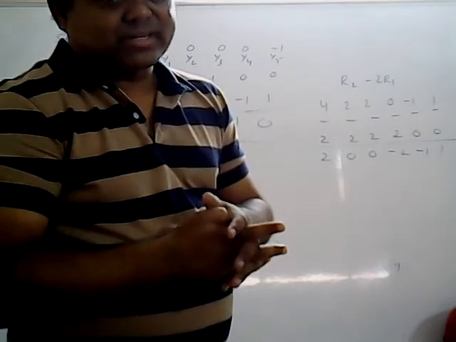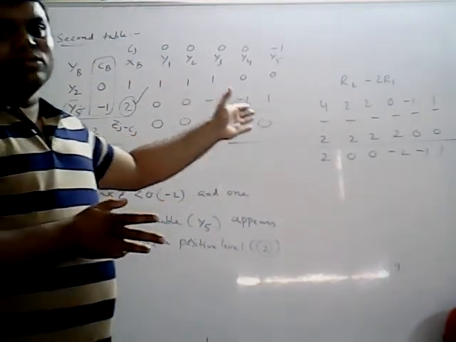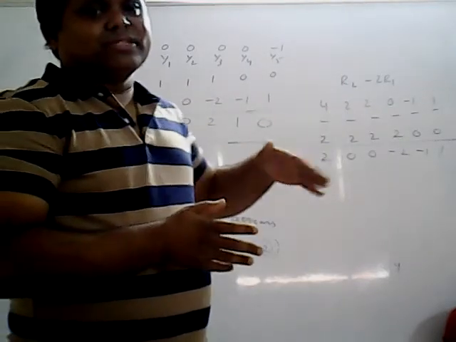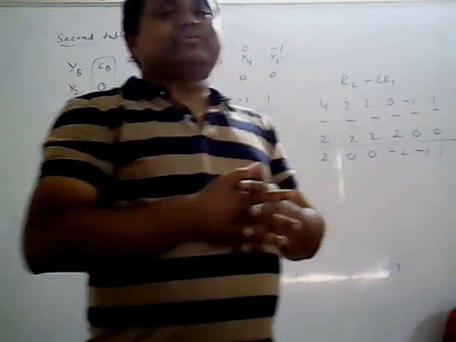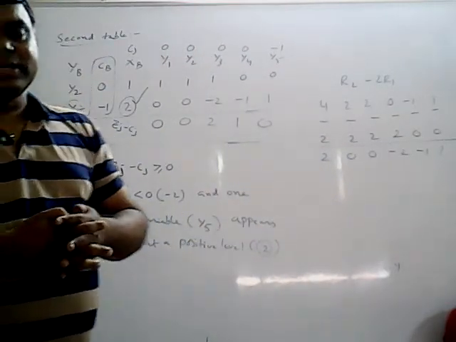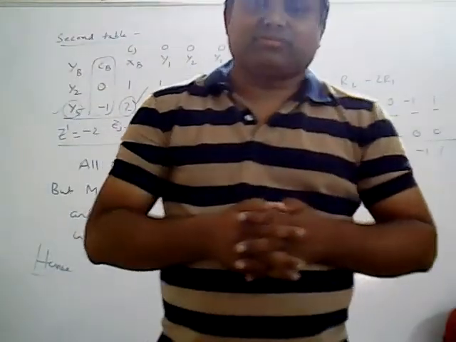That's why the next methods are there: the ordinary simplex method. All are simplex methods only: Simplex, Big M, 2-phase. So the ordinary simplex method is used if all the constraints are less than or equal type. If any one constraint is greater than or equal type or equal to type, you have to use either the Big M method or the 2-phase simplex method.